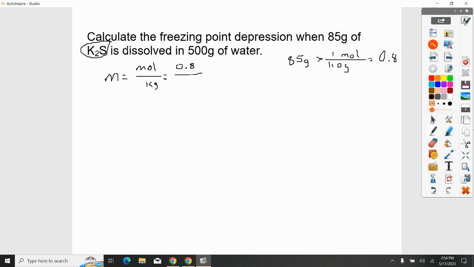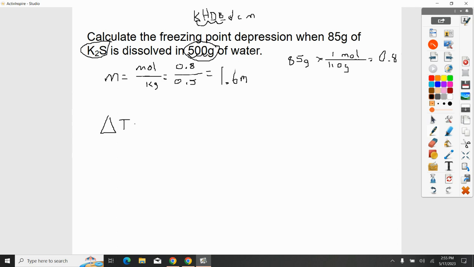My number on the bottom has to be kilograms of solvent, but I'm given grams of solvent, which means I have to do a metric conversion. King Henry died by drinking chocolate milk. I am going from my base unit to kilo, which is 3 places to the left. So 500 becomes 0.5. So it's 0.8 divided by 0.5, which is 1.6. That's my molality.